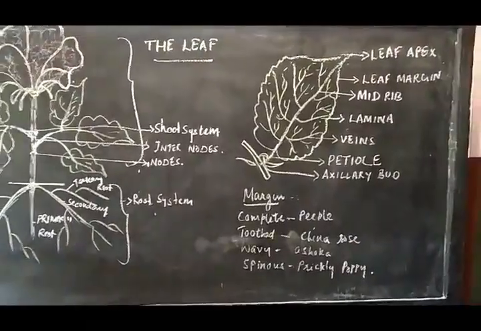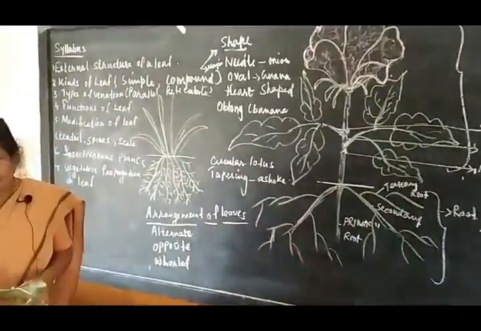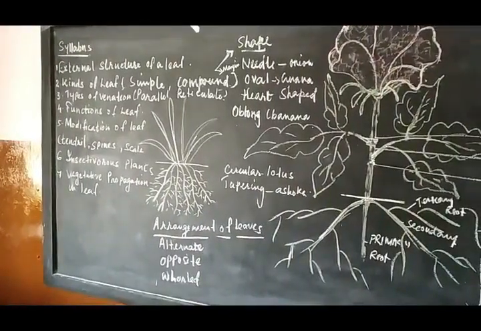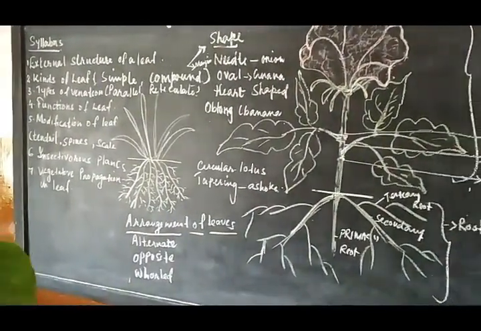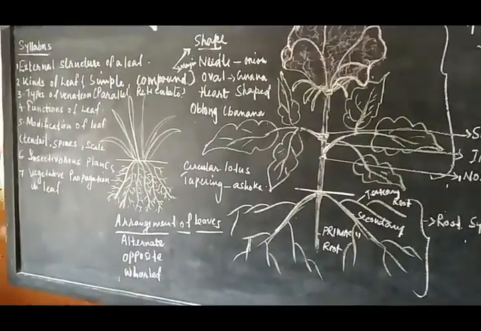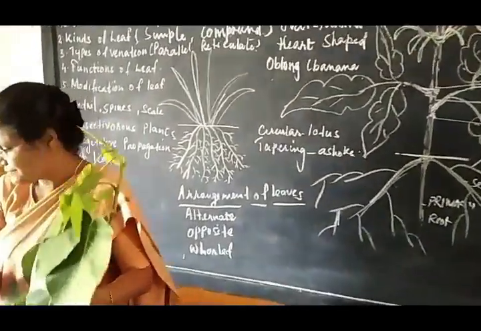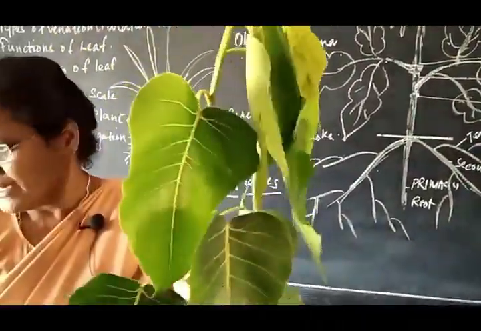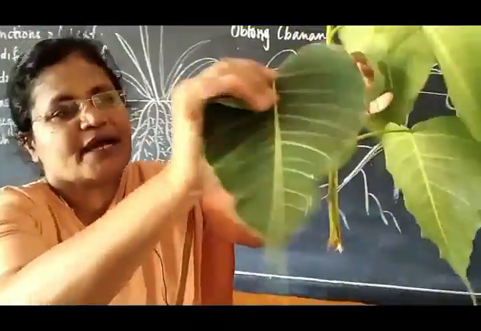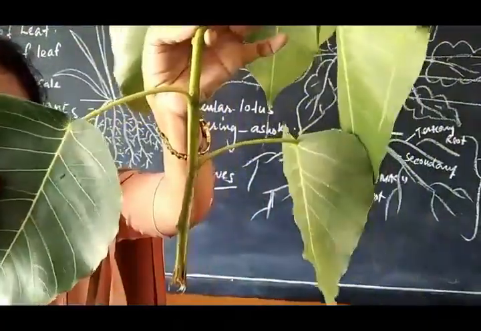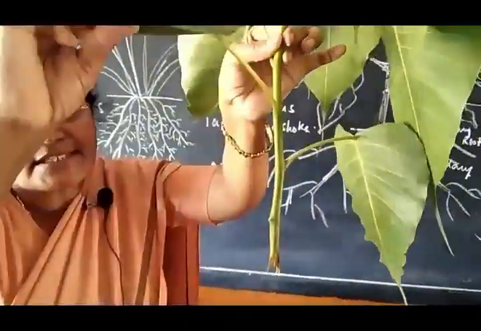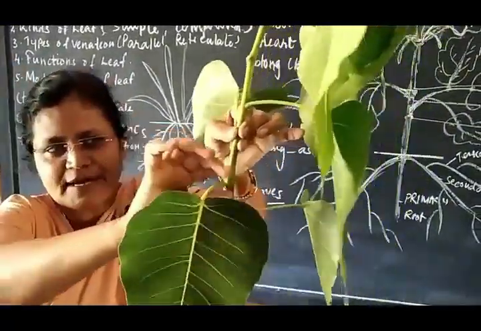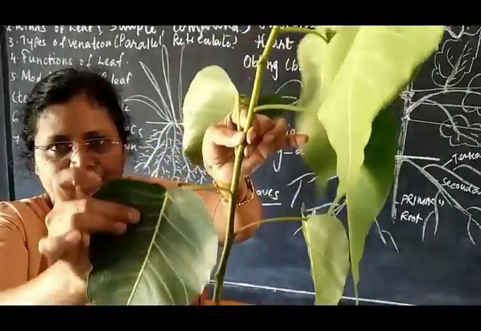Now coming to kinds of leaf. Leaves are of two types: simple leaf and compound leaf. This is an example of a simple leaf. Look here, from the stem only one single leaf is arising. So this is called a simple leaf.